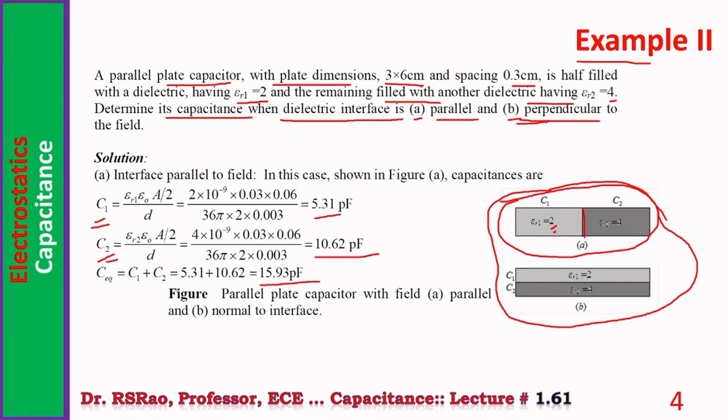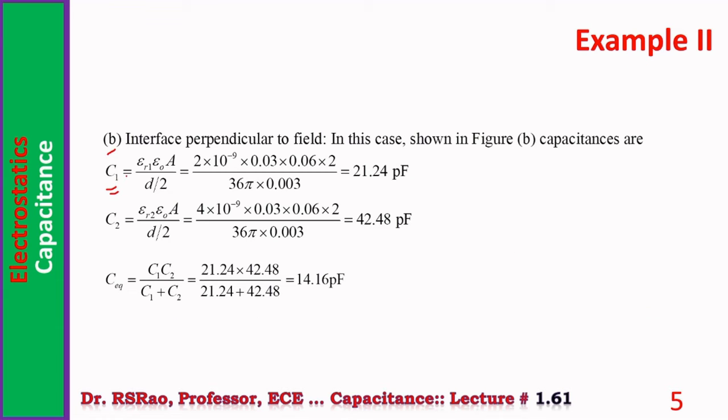In B, the dielectric is filled such that the interface is perpendicular to the field. So that situation appears like the one shown in B. Upper half is filled with one dielectric, bottom half is filled with another dielectric. The interface is normal to the field, perpendicular to the field. C1 is the capacitance of the upper half of the capacitor, C2 is the capacitance of the lower half of the capacitor. C1 and C2 we have to calculate, and from them the effective capacitance or total capacitance of the composite capacitor has to be found.